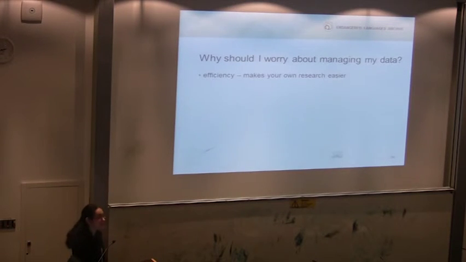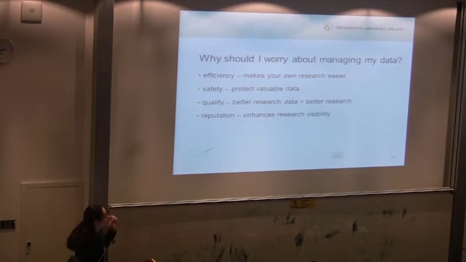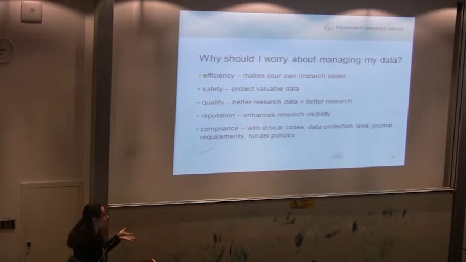So you should worry about managing your data, because it makes your own research easier. It protects your valuable data. Better quality research data, without any loss, means better research. And it enhances your research visibility, which means that if your data is out there and accessible in a nice format, people have more chances of using it, other than if it was in a proprietary format that no one could open. It also ensures compliance with ethical codes, data protection, and other laws. And of course, easier archiving is at the end of all this.